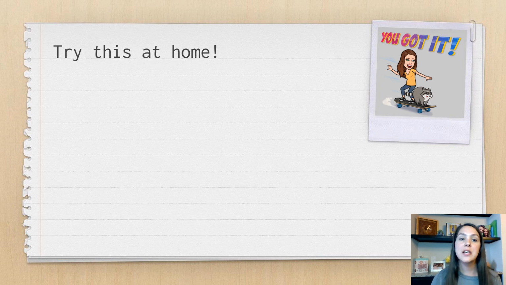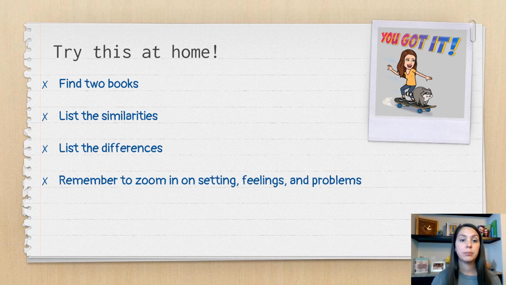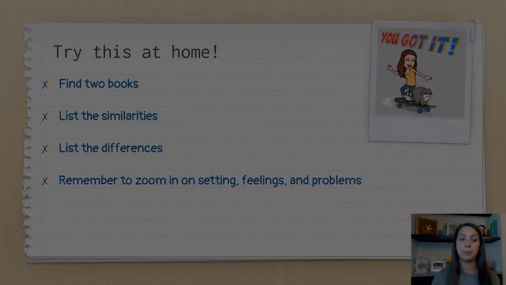I want you to try this at home. Find two books. Look for the similarities. Remember that you want books that are kind of the same. It'll be very hard for you to compare books that are completely different. So start by finding books that are kind of the same and start listing the similarities. Then list those differences. Remember to zoom in on the setting, the feelings, and the problem.